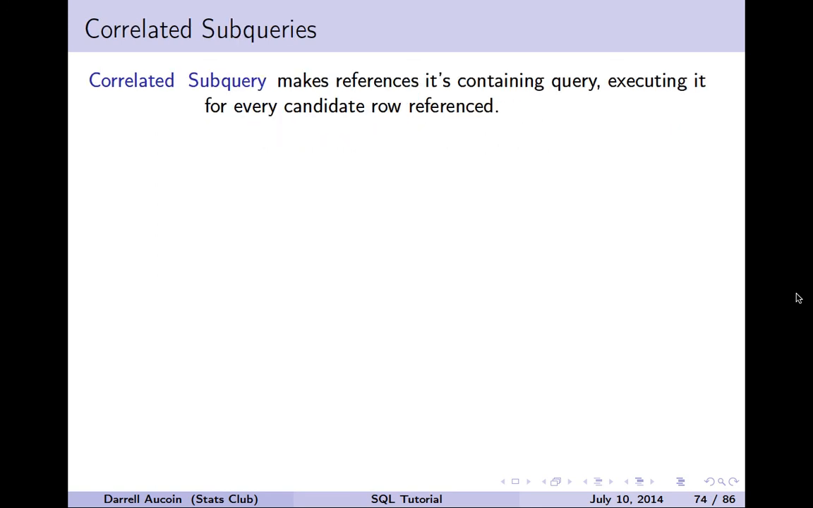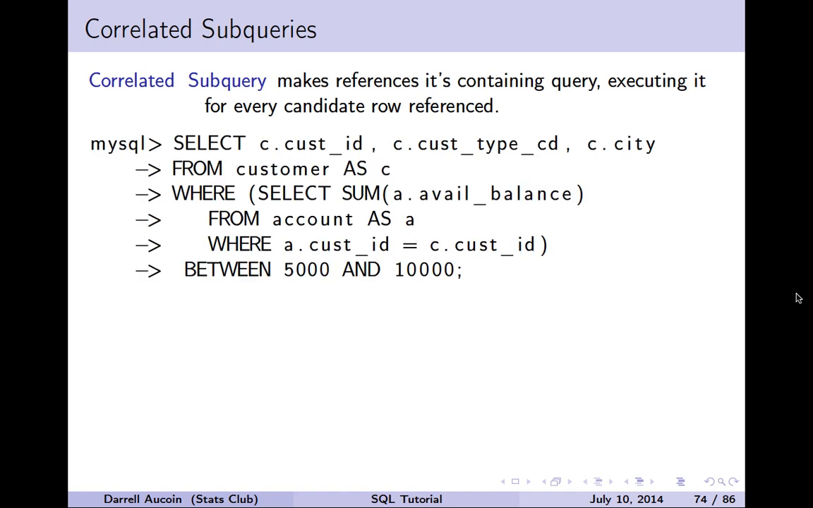Correlated queries make reference to the containing query, the outer query, and are executed row by row. So, for instance, here we're using the customer table, and then finding out by summing the available balance for that customer, specifying account and customer, and then specifying that this number has to be between those values. So that's the bracketed subquery there.